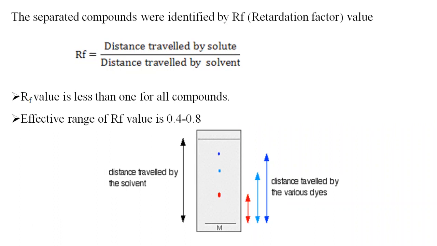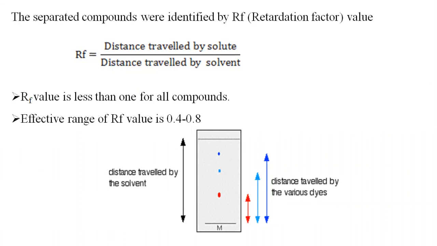The affinity of the red spot analyte is more, so it travels very slowly. The distance traveled by this spot is very low. Then we calculate the distance traveled by the various analytes, and then we can calculate the RF value. Here the RF value is nothing but the retardation factor: how much the compound is retarded on the stationary phase. The RF value is the distance traveled by the solute divided by the distance traveled by the solvent.